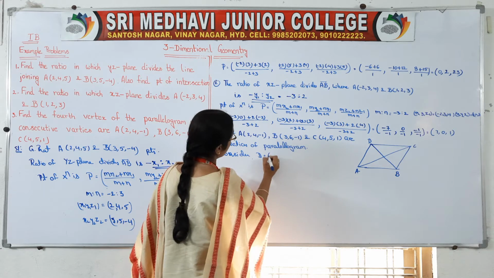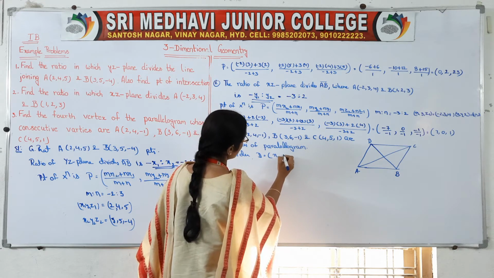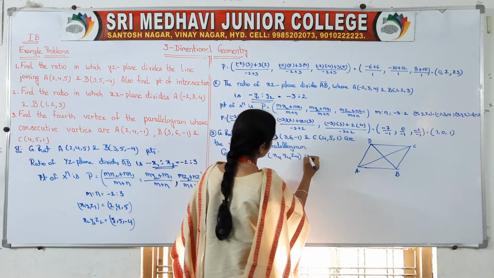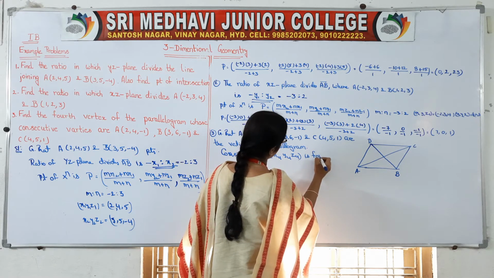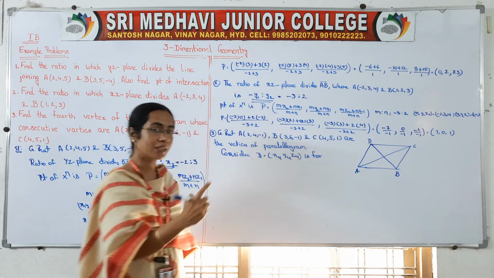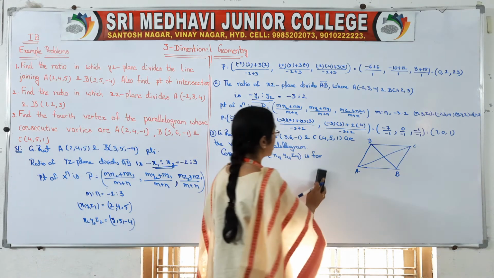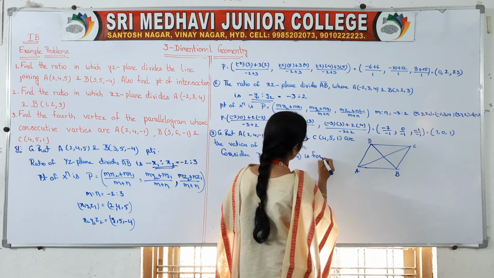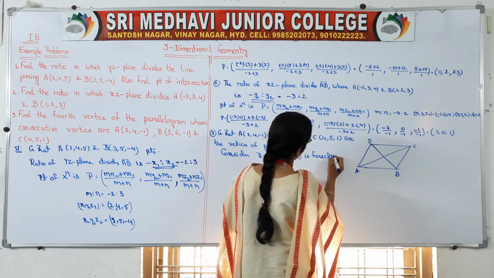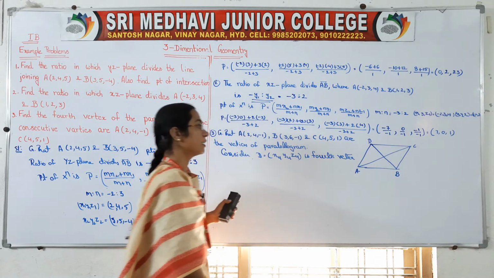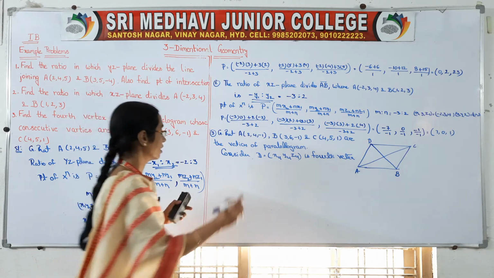Okay, so you consider D is equal to x4, y4, z4 as the fourth vertex. 3 vertices are given to us, right? So this one is your fourth vertex, right? So what is the condition? Diagonals bisect each other, right?